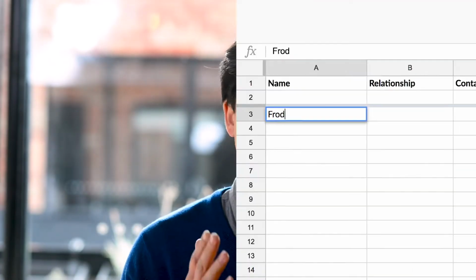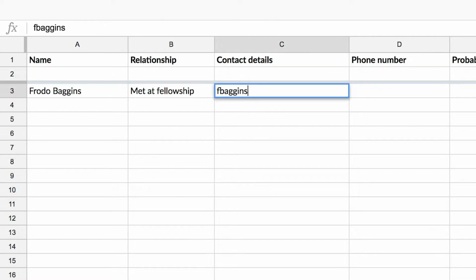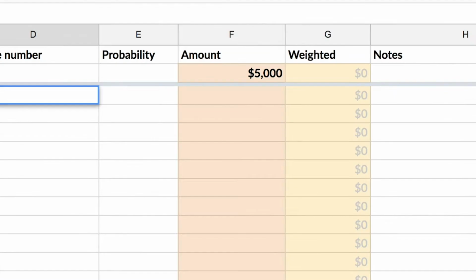So for a really simple pipeline spreadsheet, think about 5 columns. The first is the name. The second is the relationship you have to that person. The third is their contact details. And the fourth and fifth are really about a probability weighting.